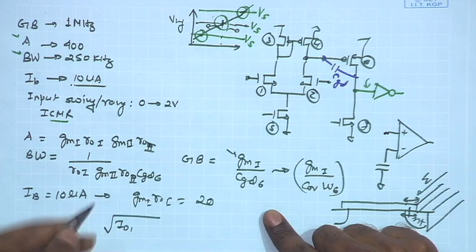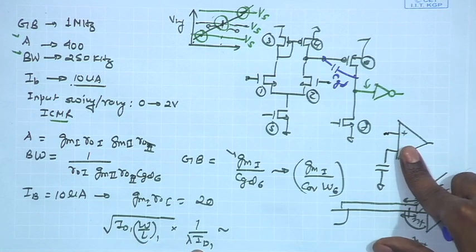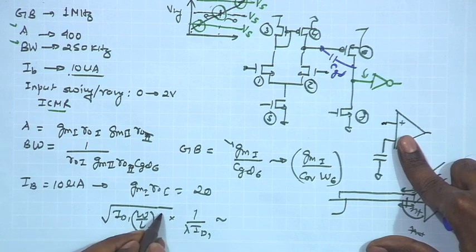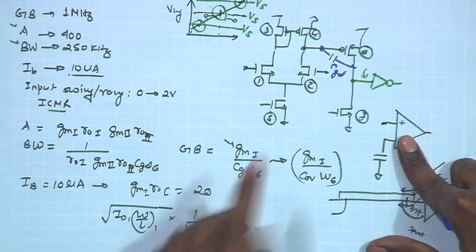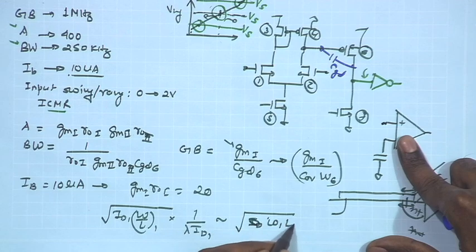You have the bias current ID1 in the first stage and W by L of the first stage, and likewise RO you have 1 upon lambda ID1, and again lambda is dependent upon lambda dash upon L. So, this is a quantity which is inversely proportional to L. So, I will get L1 in the denominator. So, if I assume that the RO of this device is dominant, so in that case I will get the W1 L1, and you have the ID1 coming in the denominator, and you have the lambda dash.